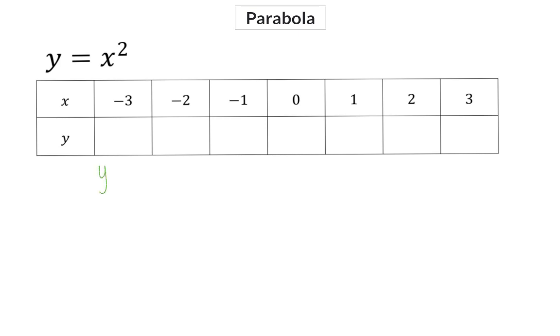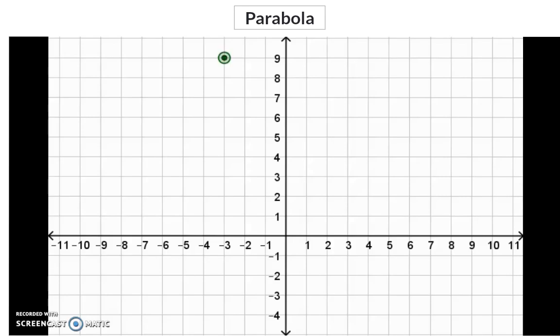To determine the y value for the first x value, I'm going to substitute x with minus 3, and minus 3 squared is 9. Minus 2 squared is 4, minus 1 squared will give us 1, and then we have 0. 1 squared gives us 1 again, 2 squared is 4, and 3 squared is 9. From the table, you can see that because the x values are squared and then become positive, many of the y values are repeated.